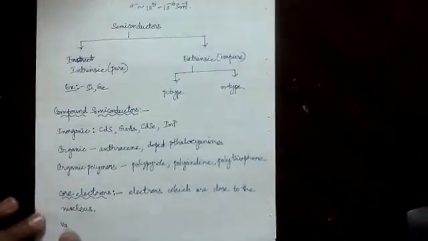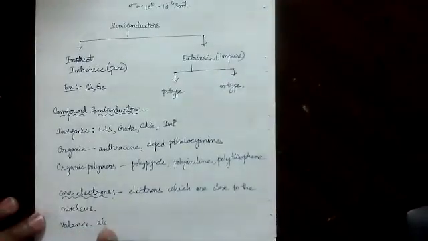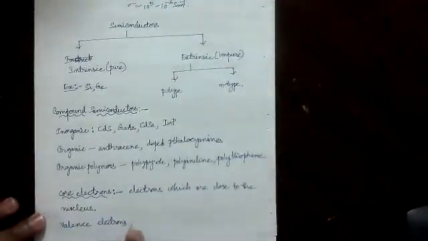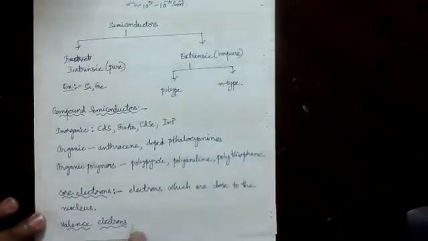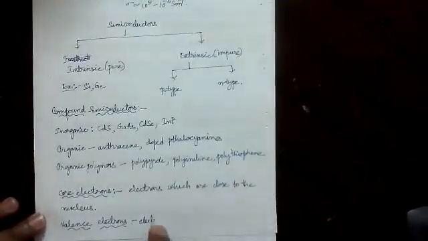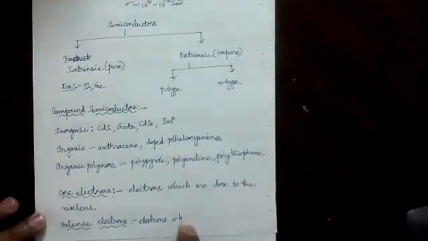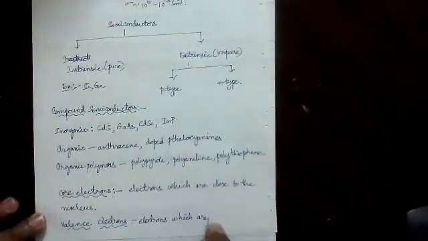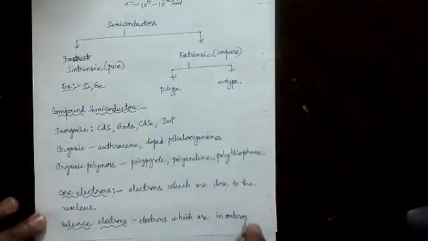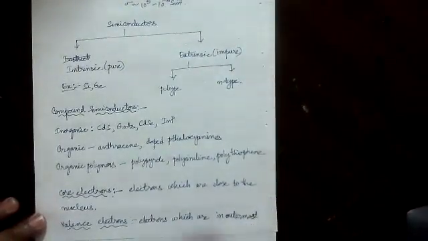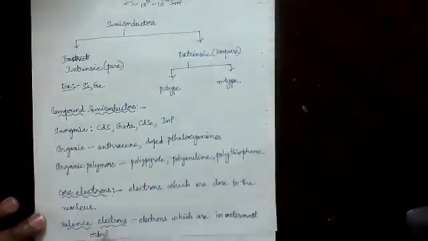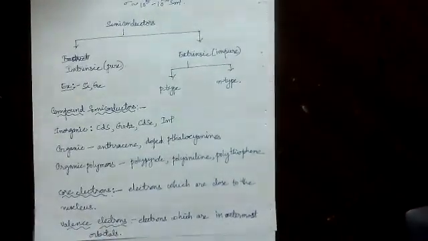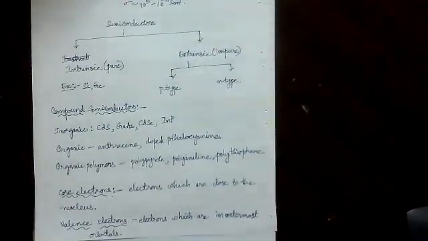Then what is a valence electron? Valence electrons means electrons which are in the outermost orbitals. Electrons which are in the outermost orbitals, that is said to be a valence electron.